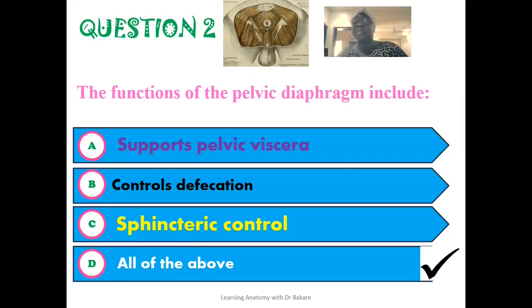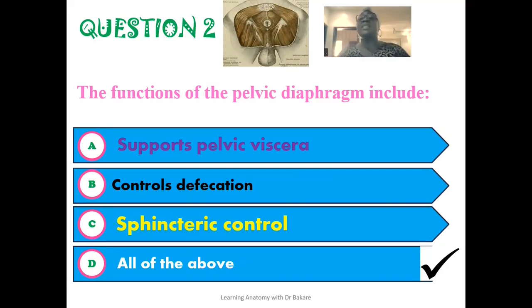The pelvic floor, the pelvic diaphragm is located at the inferior region of the true pelvis. And we know that within the true pelvis, we have a number of pelvic viscera. And this is where it is helping to put these structures in place. In this regard, it's helping to support the pelvic viscera. It's also seen to control the process of defecation.